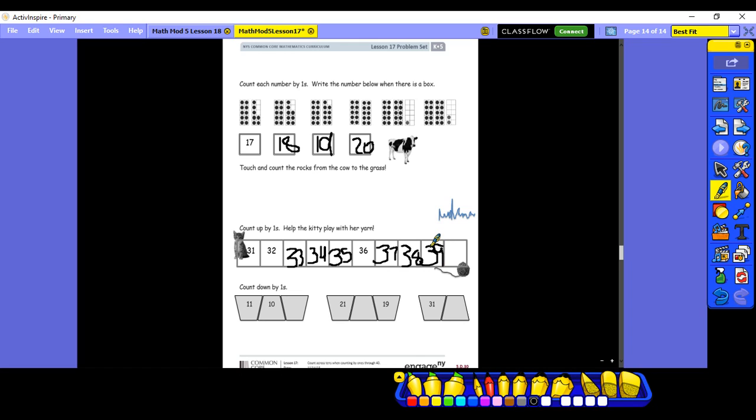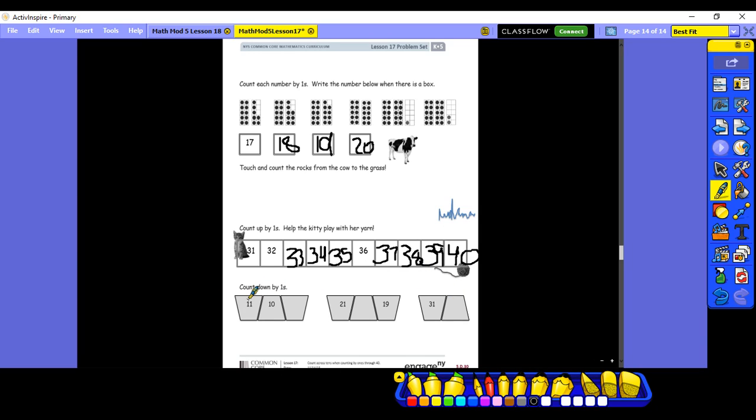What's one more than 39? Well, let's count by 10. 10, 20, 30, 40. We say 39, 40. Great job, Cardinals, counting through your tens.